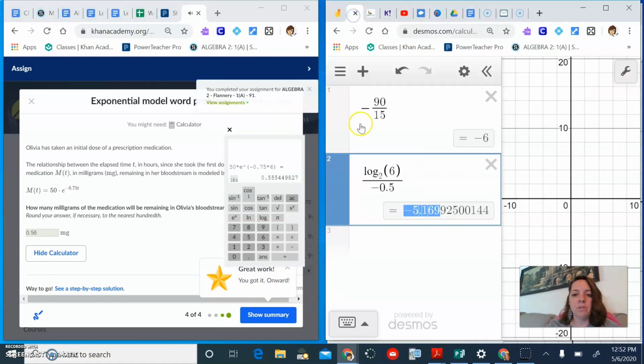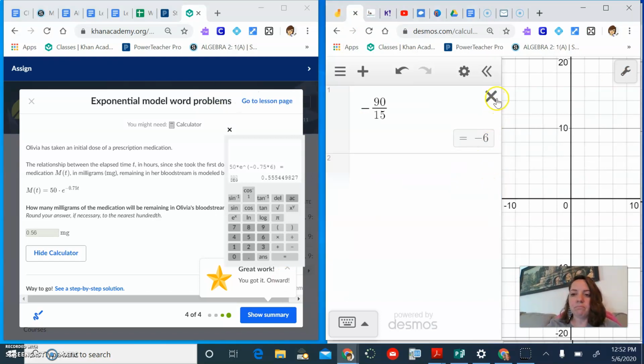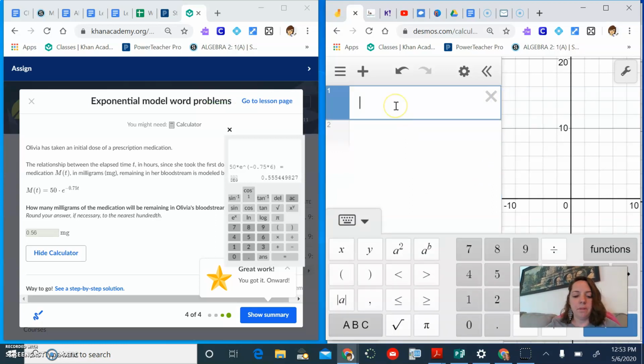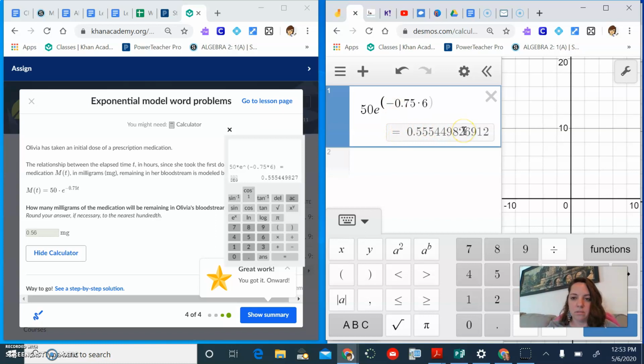Now, I really like Desmos though. So if I wasn't just trying to show you how the Khan Academy calculator would work, I totally would have just used this. And I would have typed in 50 e to the power of negative 0.75 times 6. Oops, I hit divide or something. What did I do? 0.75 times 6. And it tells me the same answer, right? It actually goes out some more decimal places than this does. This goes out a little bit more, but we don't need that exact for this, so it's fine.